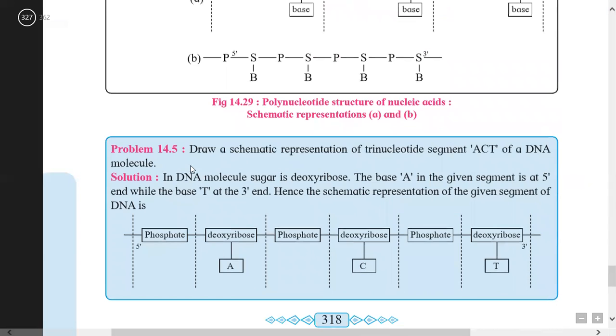So this structure is the schematic representation of the nucleotide segment ACT of a DNA molecule. Here is the fifth prime position at one end and the third prime position at the other end. The phosphate group, then deoxyribose, this A is adenine, then phosphate, deoxyribose, then cytosine, phosphate, deoxyribose, then thymine at the 3 prime position. This is the nucleotide segment.